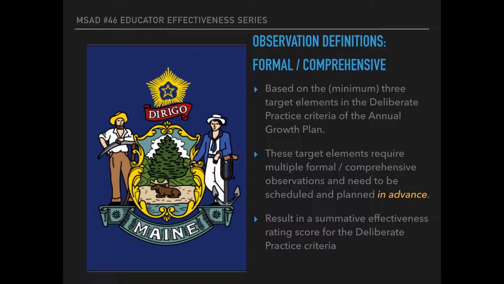Usually the formal observations last pretty much the class period. They last a while. These are the scores that result in the summative effectiveness rating for the deliberate practice criteria. There are 5 criteria for our system: overall professional practice, student growth, student surveys, effective technology integration, and deliberate practice. This is where our particular targets are, and we are deliberately focusing on these 3 targets.